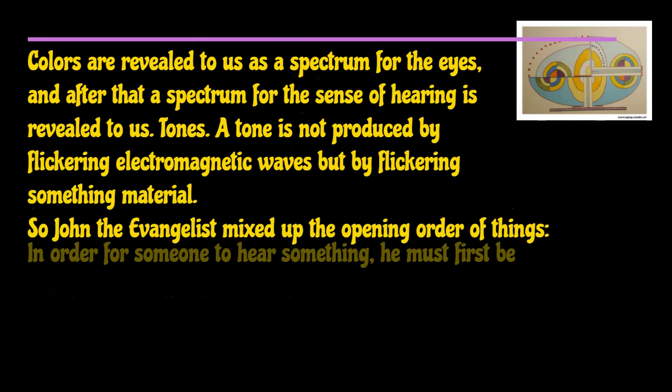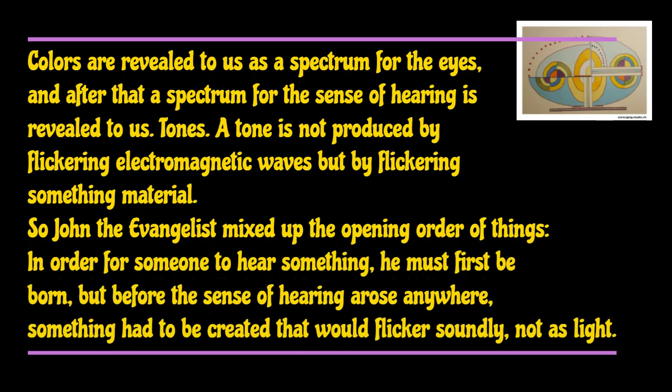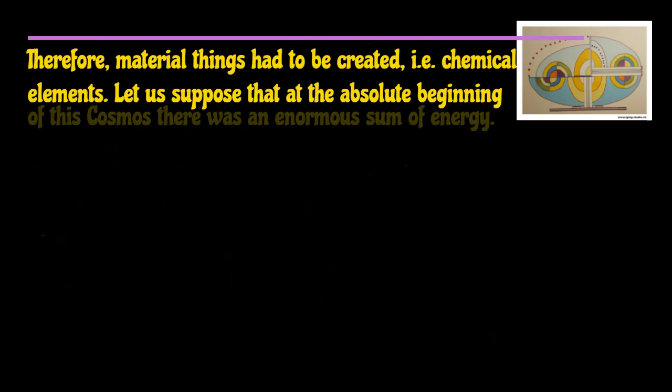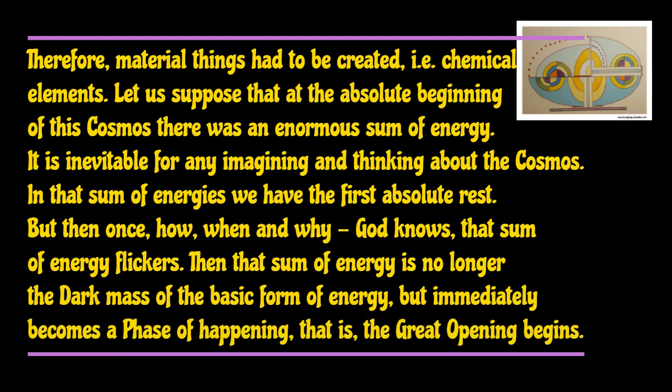Colors are revealed to us as a spectrum for the eyes, and after that a spectrum for the sense of hearing is revealed to us. Tones. A tone is not produced by flickering electromagnetic waves but by flickering something material. So John the Evangelist mixed up the opening order of things. In order for someone to hear something, he must first be born, but before the sense of hearing arose anywhere, something had to be created that would flicker soundly, not as light. Therefore, material things had to be created, i.e.